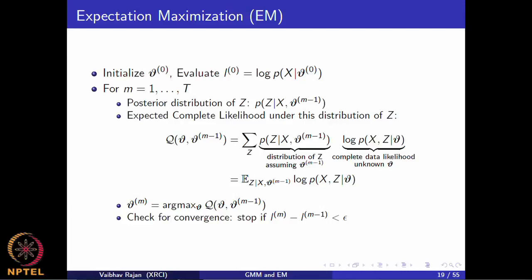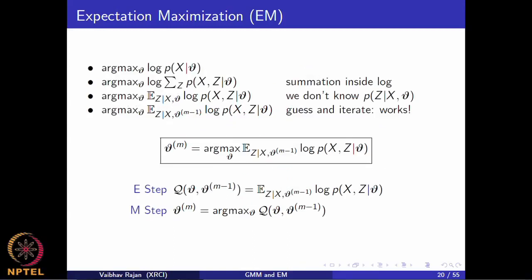What we wanted was to get the maximum likelihood estimate of theta. We see x, but x is not complete, x has some missing data z. So we express this as a marginal distribution of the complete data, and we get into the same problem of the summation being inside the logarithm.